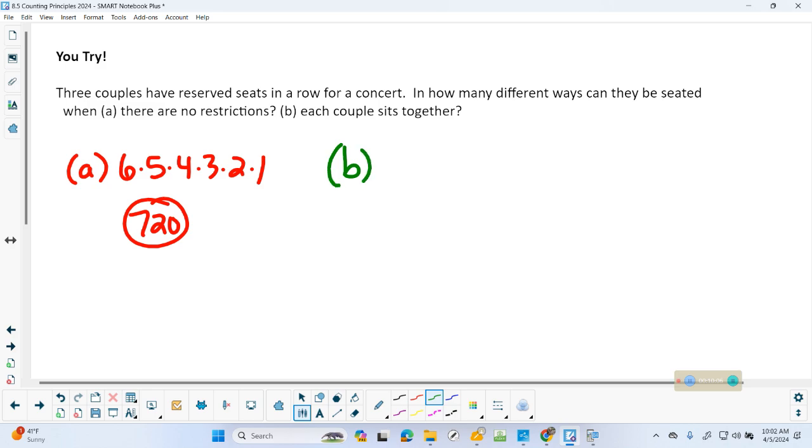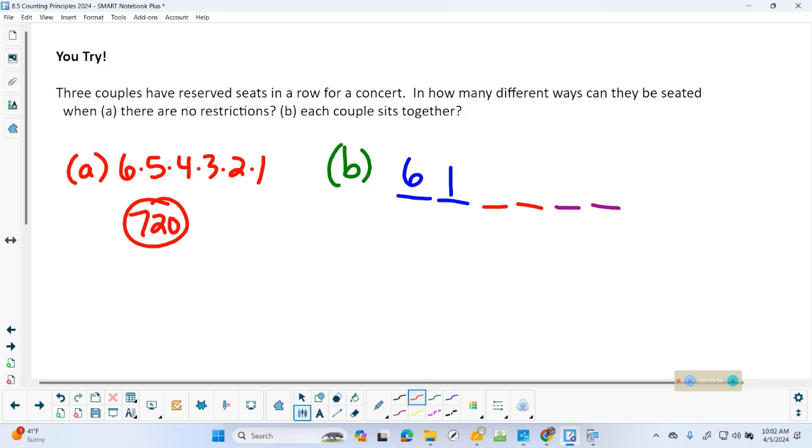Each couple sits together. Now remember, there's 3 couples. So let's get into this. So I haven't sat anybody down yet. I haven't made the assigned seats yet. How many kids do I have to pick from for the first seat? 6. Now, let's say I pick Lola. She's in the front seat. She has to sit by her significant other. So how many kids do I have to pick to sit next to Lola?